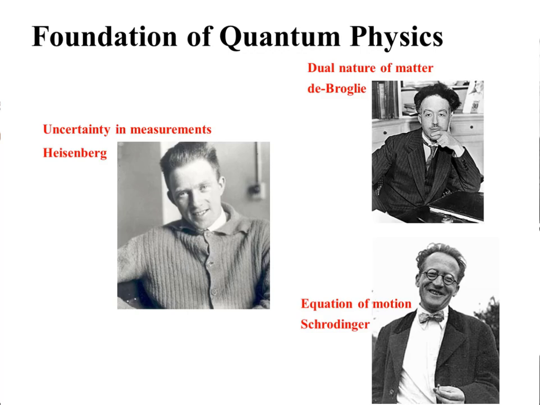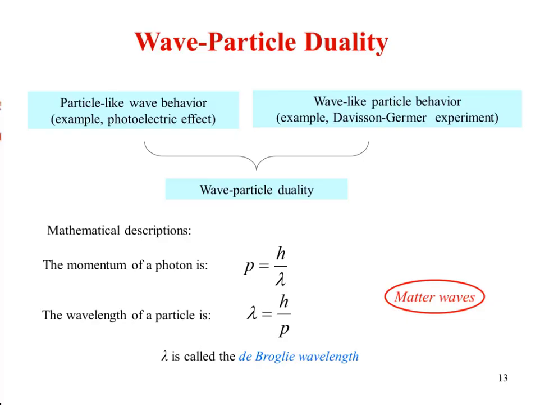Now, after understanding the importance of quantum mechanics, let us come to the second part of our lecture: the fundamental principles quantum mechanics is based upon. The three fundamental pillars of quantum mechanics are the dual nature of matter given by de Broglie, Heisenberg's uncertainty principle, and the Schrödinger equation.